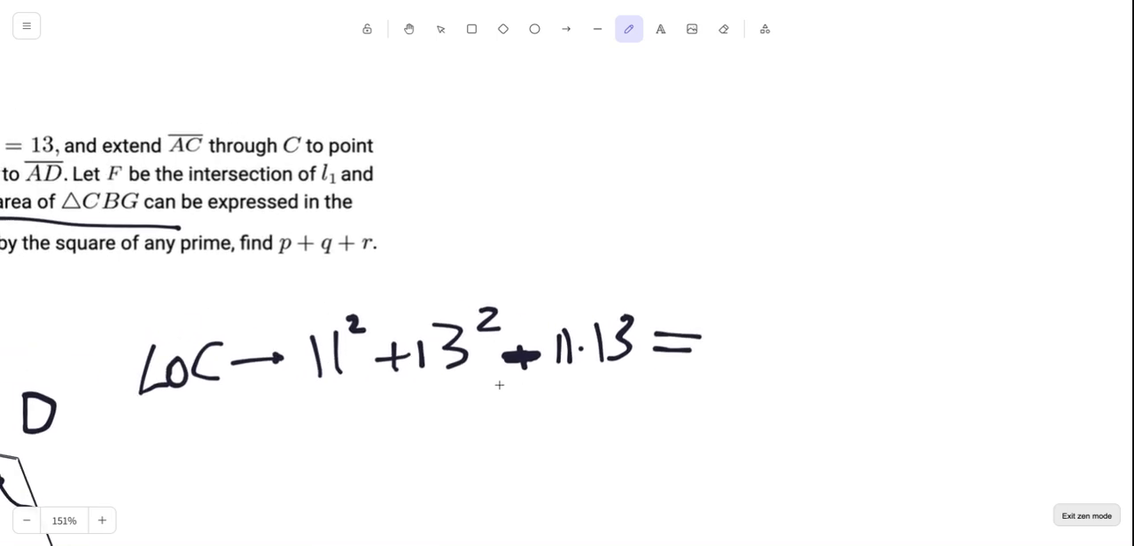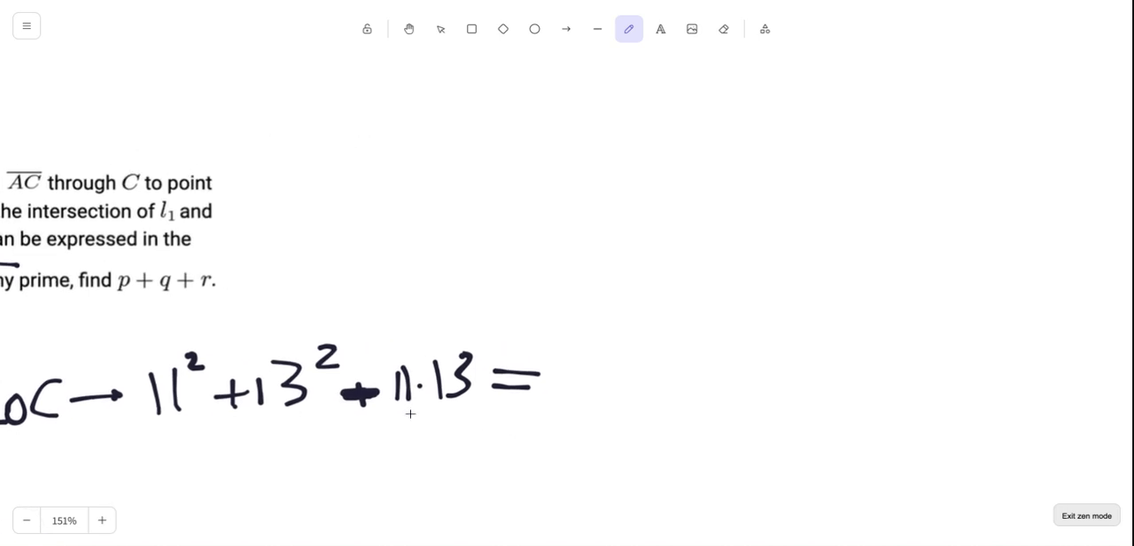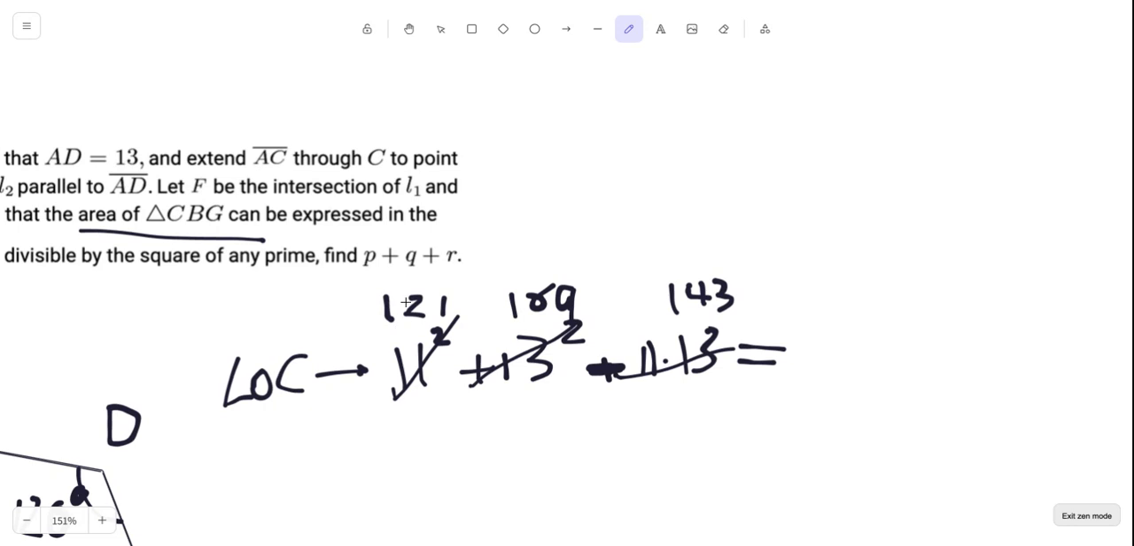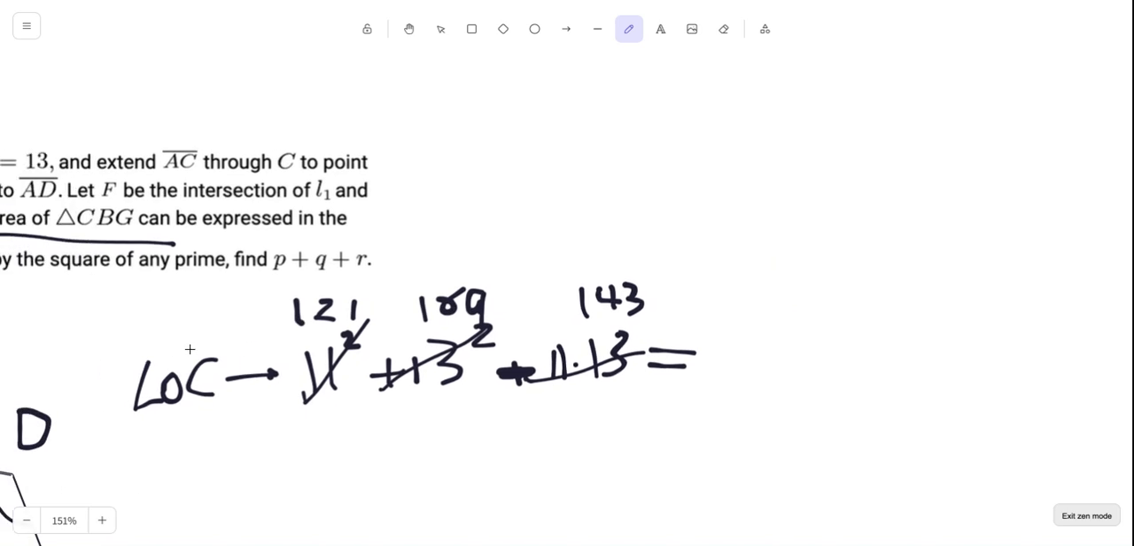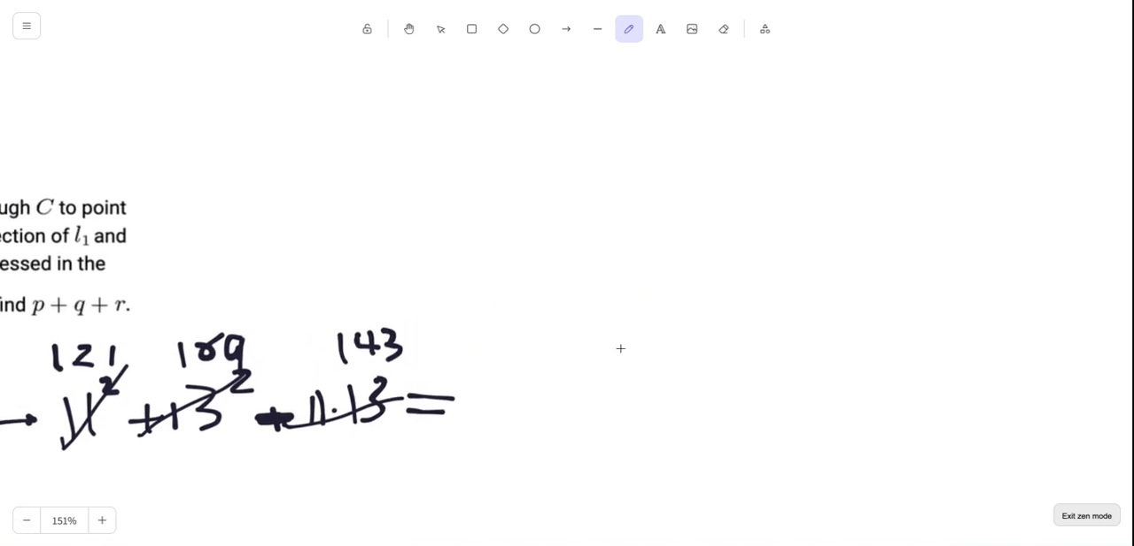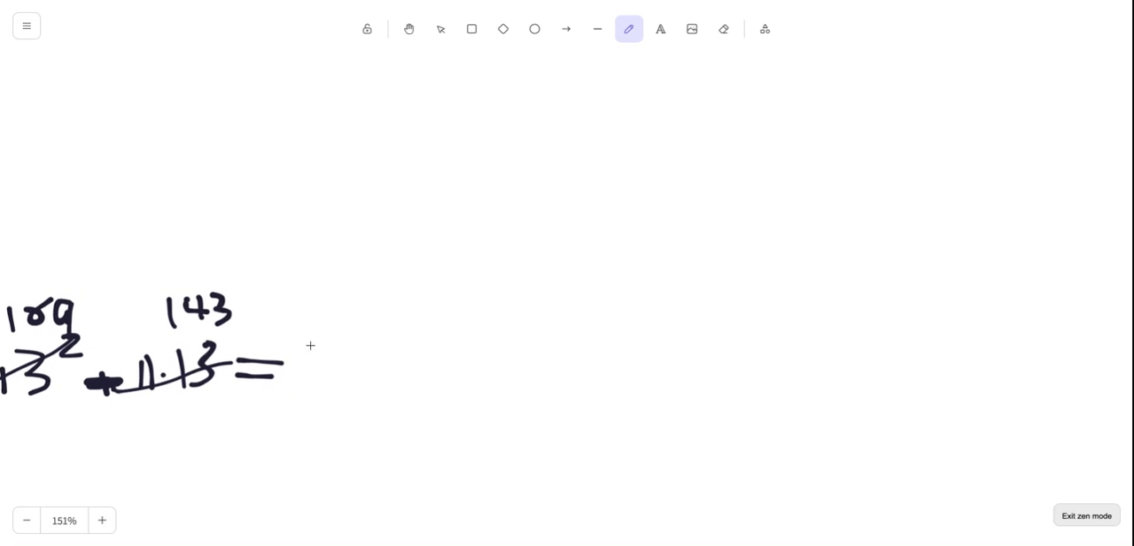This is equal to 121 and 169, and over here we have 143. These two sum to 290, right? Yeah, 290. And then 290 and 143 becomes 433.